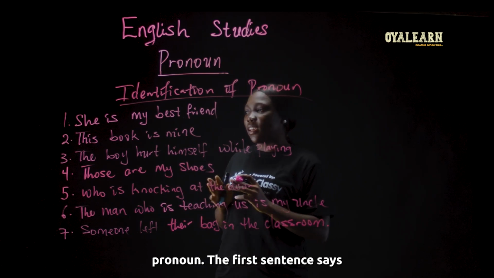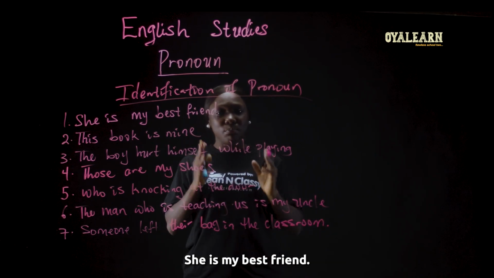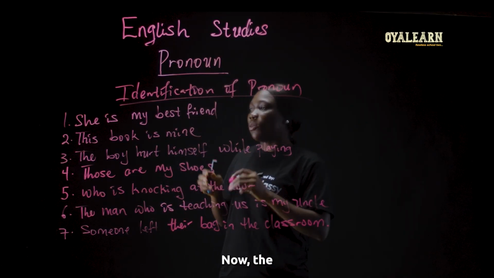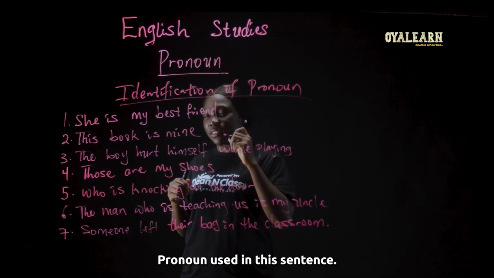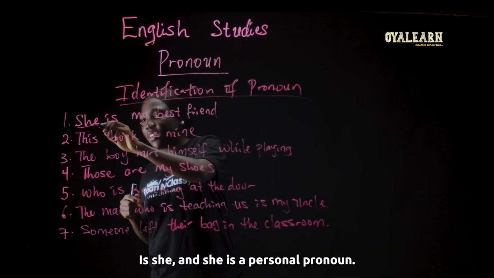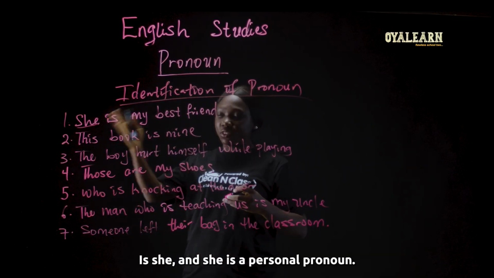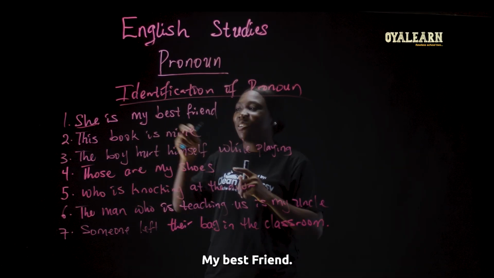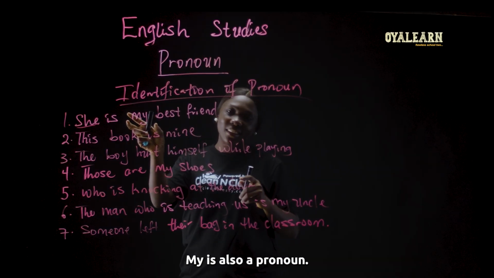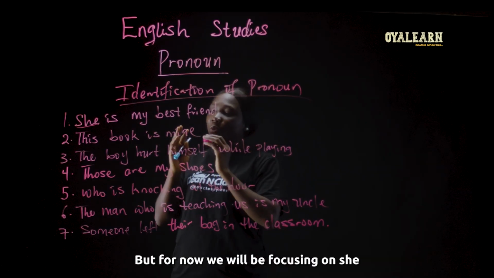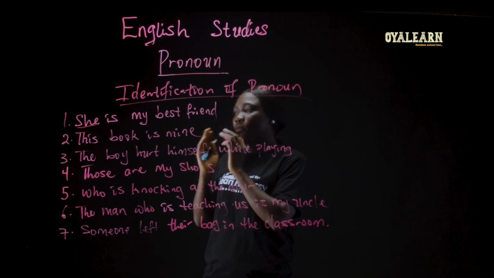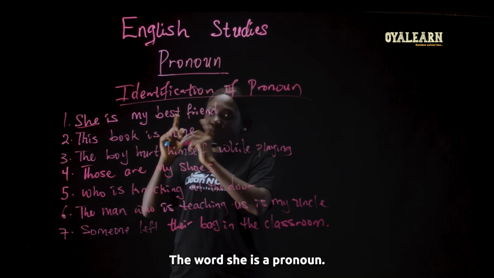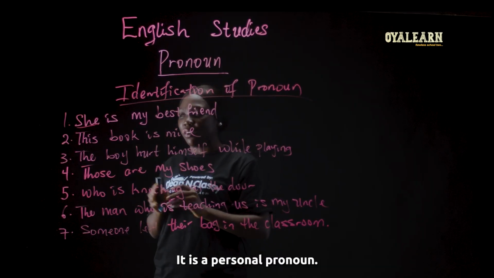The first sentence says, "She is my best friend." Now, the pronoun used in the sentence is she, and she is a personal pronoun. Also, we have another pronoun in this sentence, my. My is also a pronoun, but for now, we will be focusing on she. So the word she is a personal pronoun.